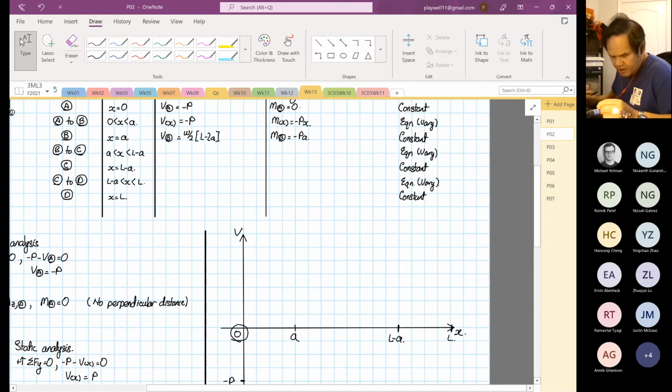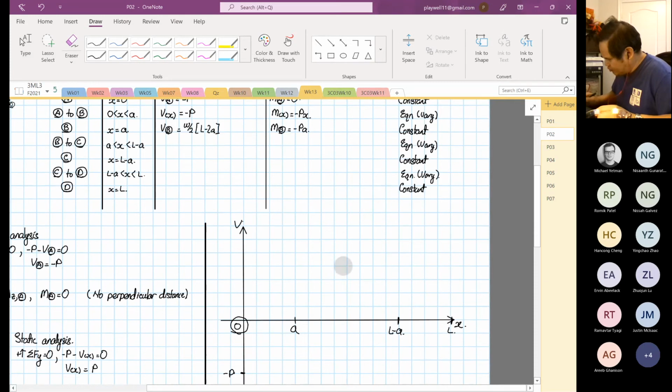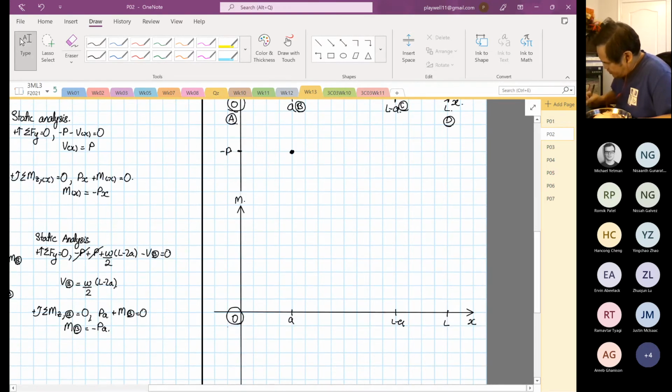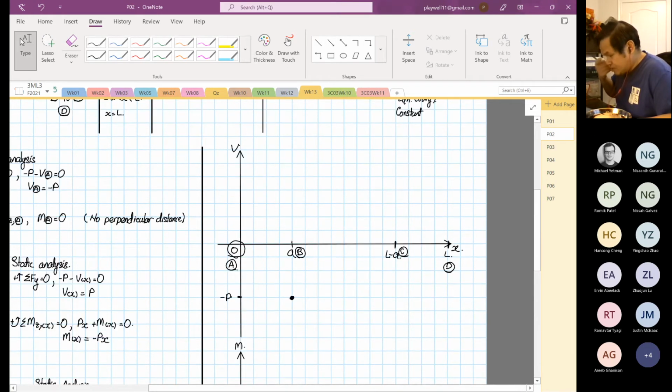And then up to before point B, it comes to here. But at point B, so basically when x equals A, this is point B, this is point C, and this is our point D. I'll label this A, B, and C. So this is our point A, our point B, our point C, our point D. From 0 to x, it's still at minus P. So this is our shear force diagram.